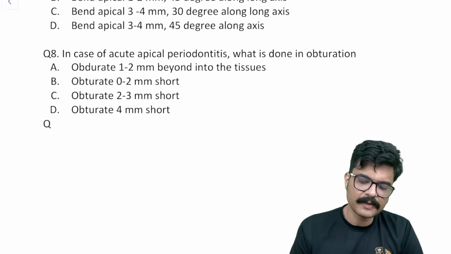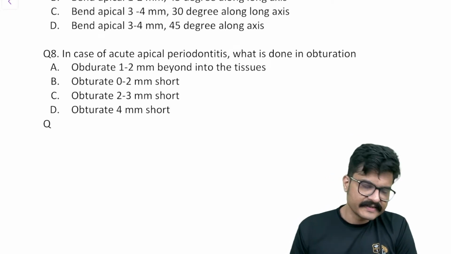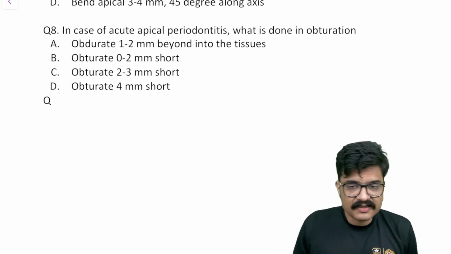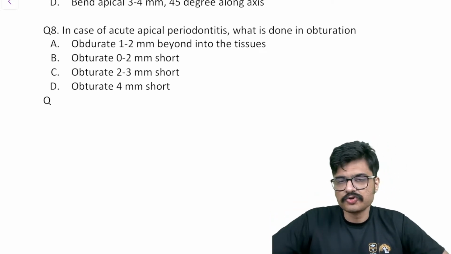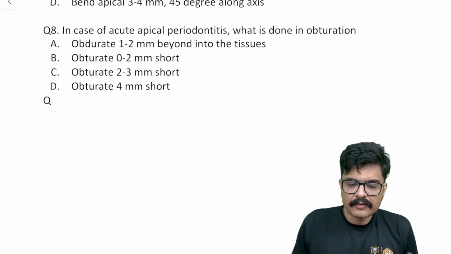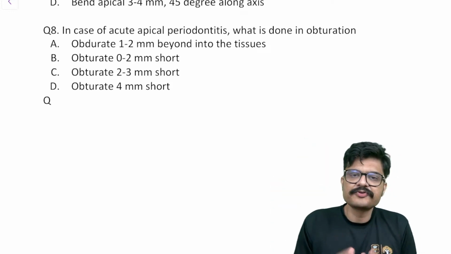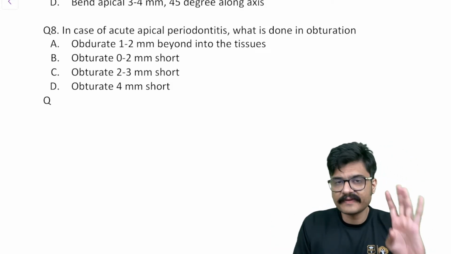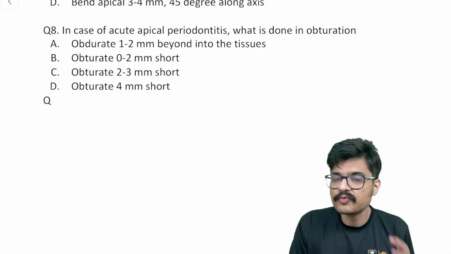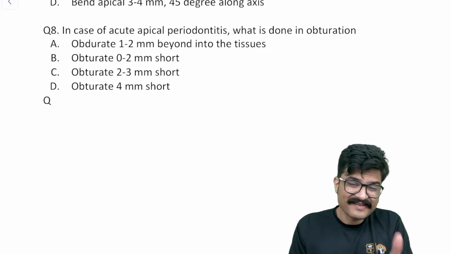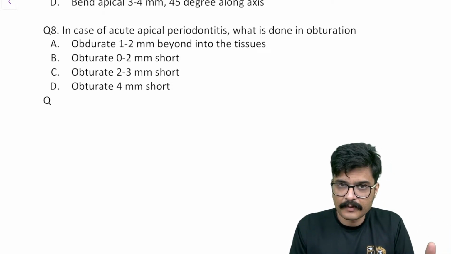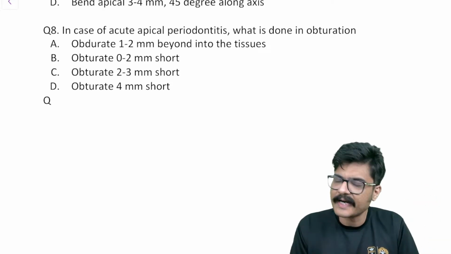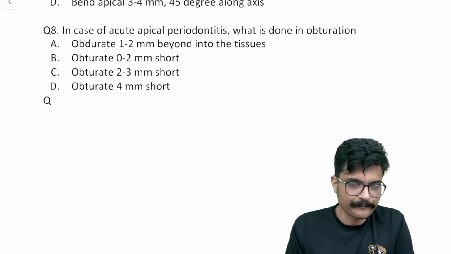Then there is a very interesting question from your obturation chapter. In case of acute apical periodontitis, what is done in obturation? See, irrespective of whether it's an acute apical periodontitis, whether it's a vital case, whether there was no apical periodontitis, ideally, the radiographic criteria is that you should be within 2 mm of the apex. So in general, they say that there are 4 things which determine the prognosis of a root canal. One is the presence or absence of pre-existing apical periodontitis, right? So obviously, if there is no tenderness on percussion, there is no apical periodontitis before you start the root canal, the prognosis is better. That's one.